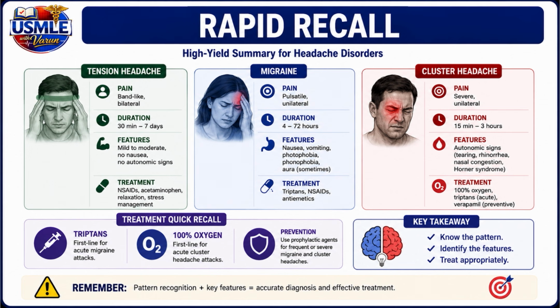Triptans are the first line for acute migraine attacks. 100% oxygen is the first line for acute cluster headache attacks. So use prophylactic agents for frequent or severe migraine and cluster attacks. The key takeaway from this module is that we need to know the pattern, whether unilateral or bilateral, the duration of the attacks. We need to identify the features, and we need to treat it appropriately. For example, migraine prophylaxis is usually with propranolol, whereas prophylaxis of cluster headaches is usually with CCB like verapamil.